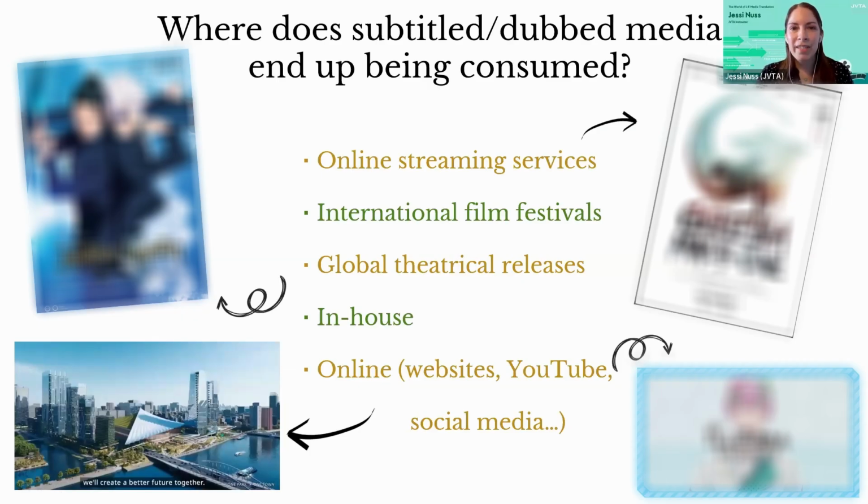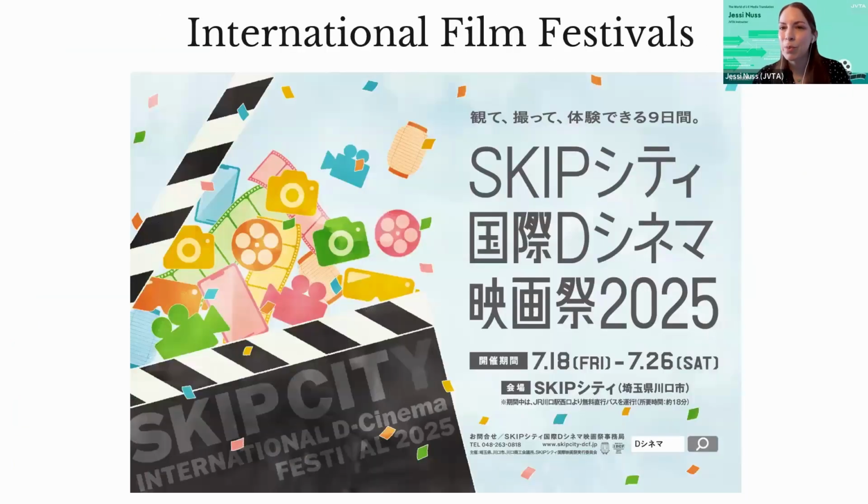And going back to the international film festivals, here is just one example. This is one film festival that we work with at JVTA every year. It's called the Skip City International Film Festival, held in Kawaguchi, which is not that far from Tokyo. But this is just one example of the many film festivals that we work with.